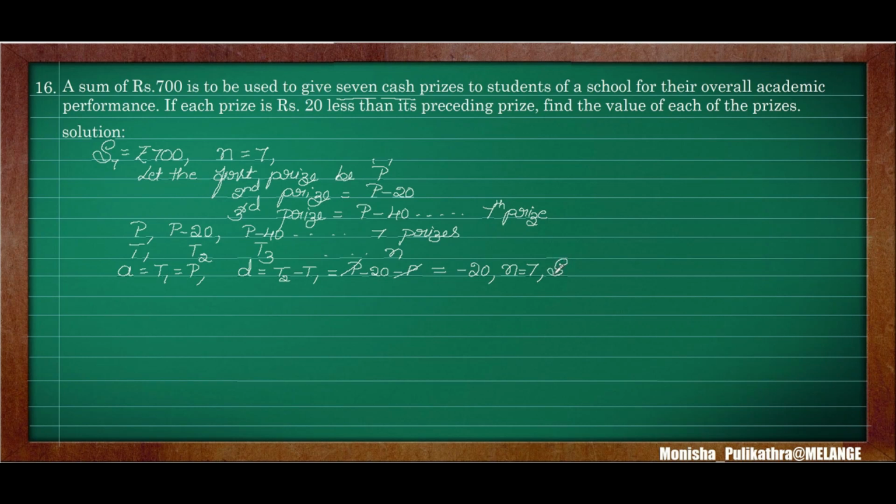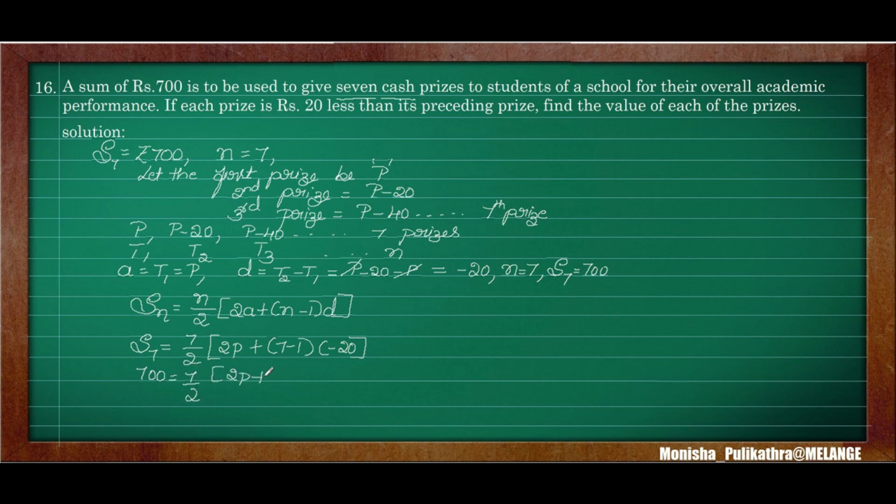The total number of prizes is 7, where the amount given is 700. So S7 is equal to 700. Okay, we need to apply the Sn formula here. Sn is equal to n by 2 into 2a plus n minus 1 into d. So S7 is equal to 7 by 2 into 2a. a is P here, n is 7 minus 1, and d is minus 20. So S7, 700, is equal to 7 by 2 into 2p plus 6 into minus 20.